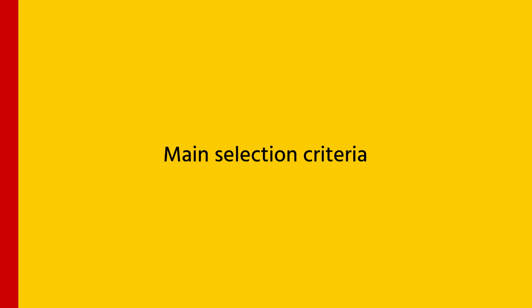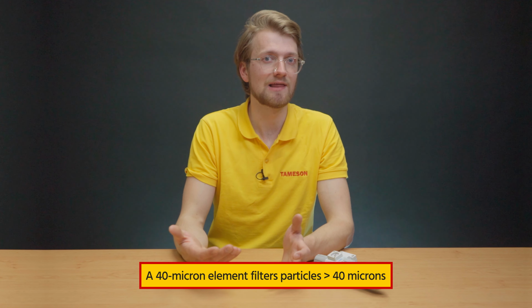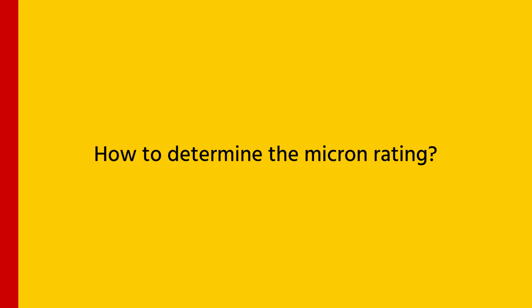Let's take a look at the main selection criteria to ensure you select the right pneumatic filter. First, the micron rating. Particle removal filter elements are rated by the size of the particles they trap. For example, a 40 micron element is designed to remove particles 40 micron and larger. So how do you determine the micron rating for your filter? The downstream equipment determines the filter's micron rating.